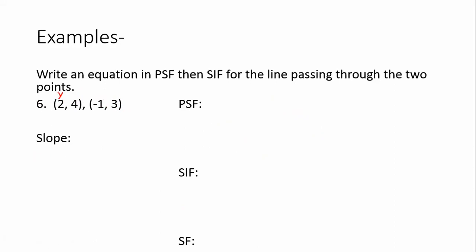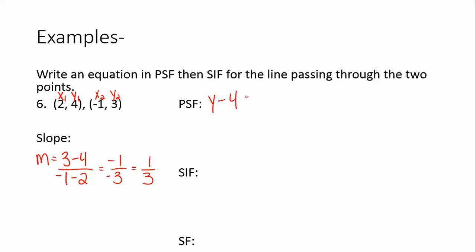Number 6, again, find the slope, write it in point slope form, slope-intercept form, and standard form. So for slope we have 3 minus 4 over negative 1 minus 2, so that's negative 1 over negative 3, which is a positive 1/3. Point slope form, we get y equals, nope, just kidding, y minus 4 equals 1/3 times x minus 2.